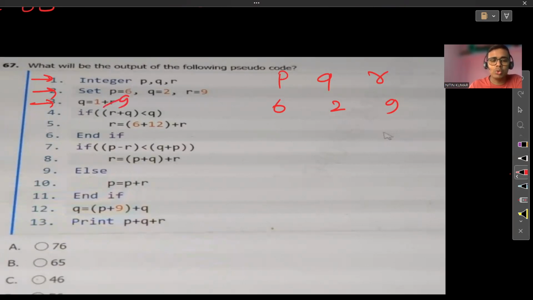So Q equal to 1 plus 9 will eventually be 10. Okay, so Q is equal to 10. So 10 will be assigned to Q. Now move to the fourth line.